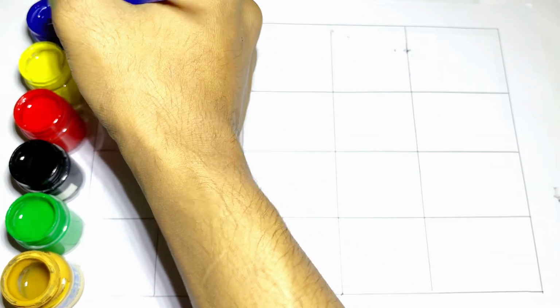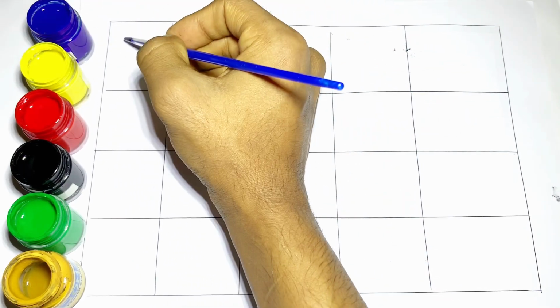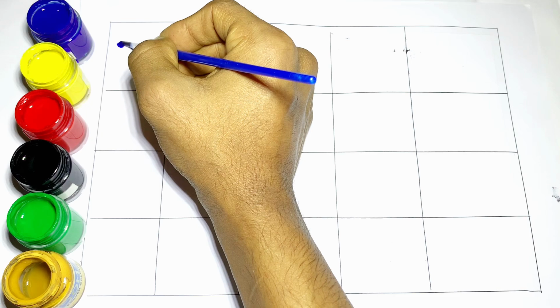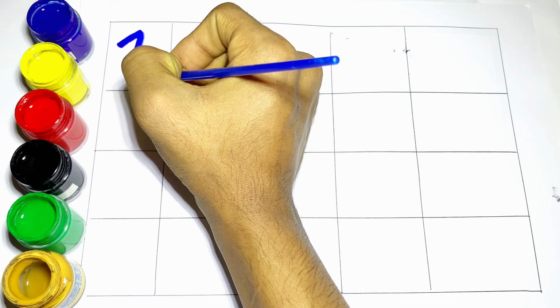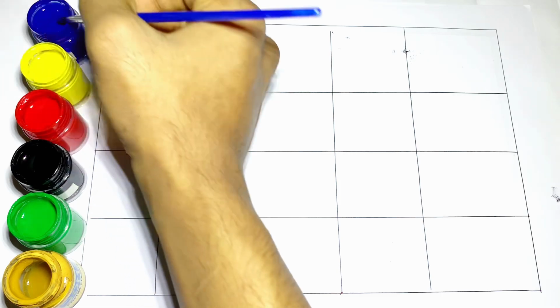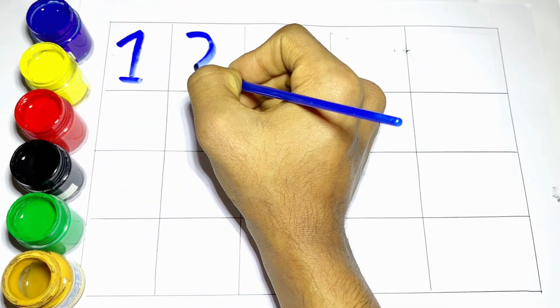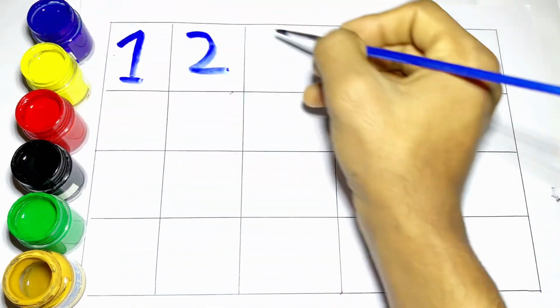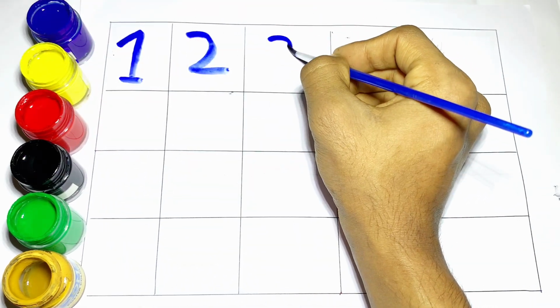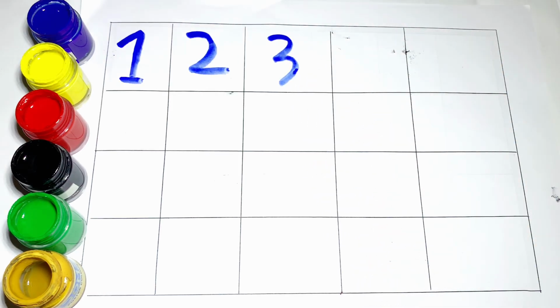Kids, first draw 1. The number 1, and use blue color. O-N-E, 1. Kids, again use blue color and draw 2. T-W-O, 2. Kids, now draw 3. The number 3. T-H-R-E-E, 3.